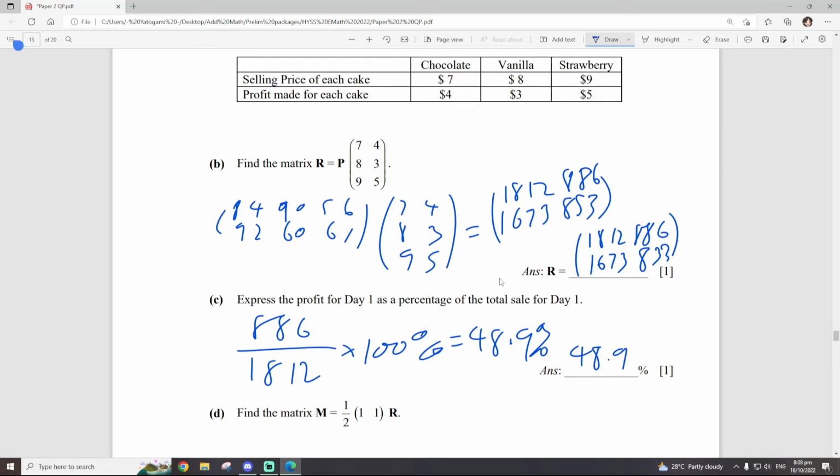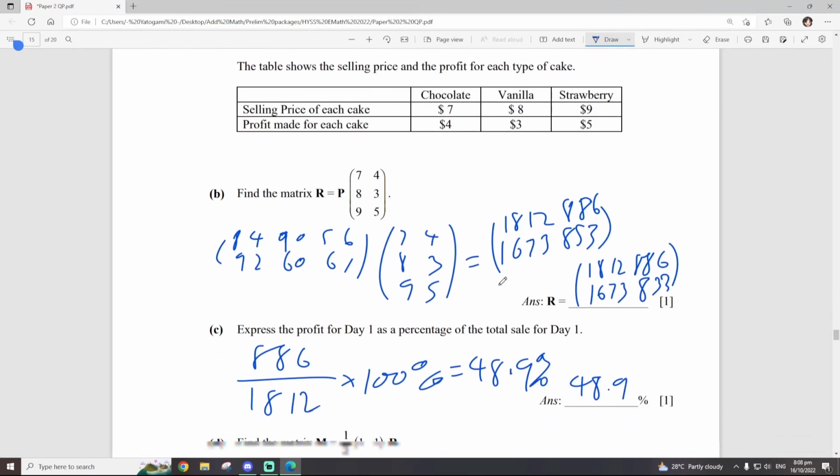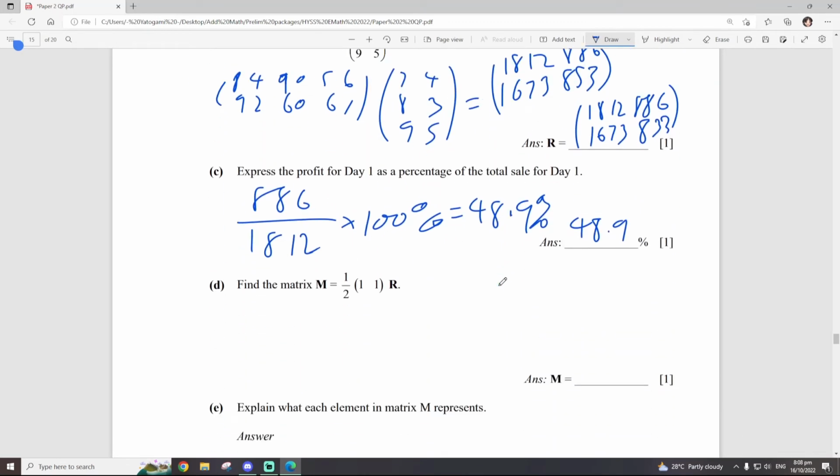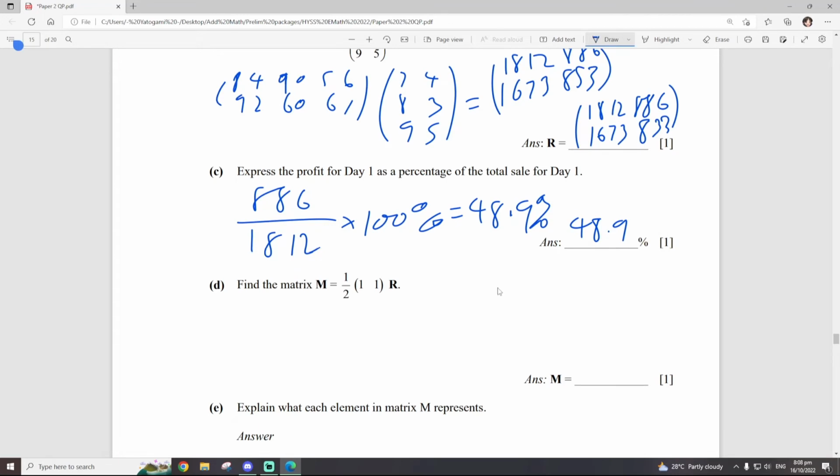Find the matrix M equals to half 1, 1, R. Okay, so if I take 1, 1, so this is a 2 by 1 matrix. 1 by 2, wait, yeah, 1 by 2 matrix. 1 by 2 multiplied by a 2 by 2, I will get 1 by 2 again. So I'll actually get, okay.